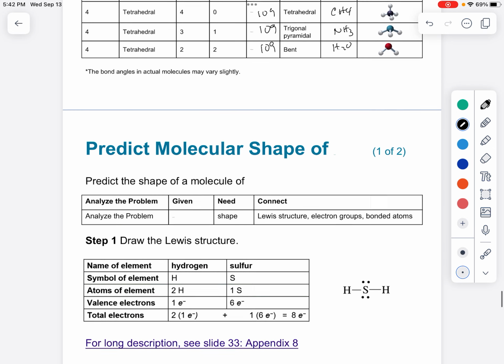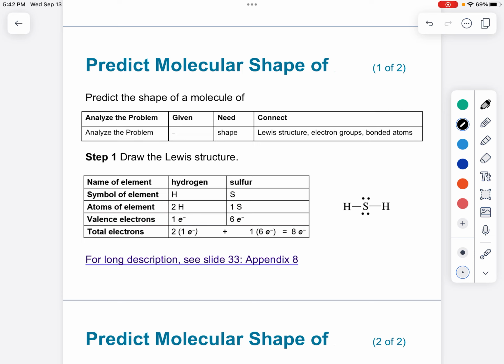Okay, so let's predict the molecular shape of H2S. First thing to do is count the number of electron groups. There's 1, 2, 3, 4. So we know that the electronic geometry is going to be tetrahedral. The molecular geometry is going to be bent. And if you look on that table, you should be able to find it. This is an example of 4, 2. And so the angle is 109.